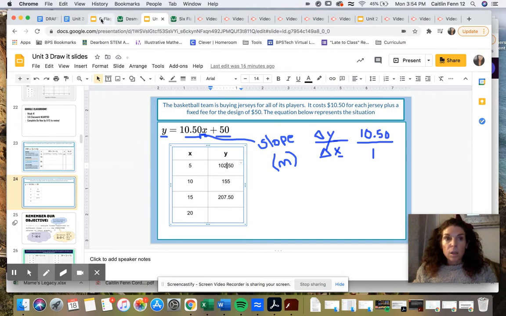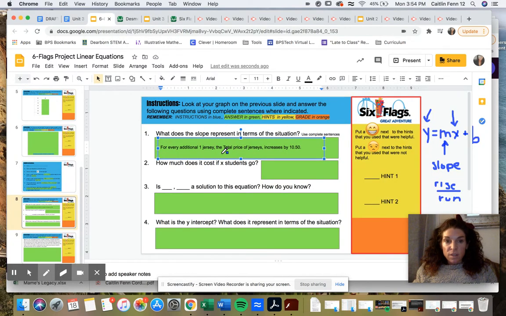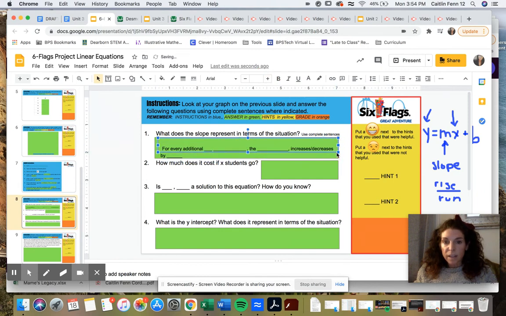Okay? So use your equation that you wrote to figure out, for every additional one, instead of jersey, what are you going to put in the blank? Instead of total price of jerseys, what will you put? Is it increasing or decreasing? And by how much? So let me give you the sentence starter. You're going to fill in these blanks and use my example that we just did. Go back and replay it to see what we should put in each of those blanks.